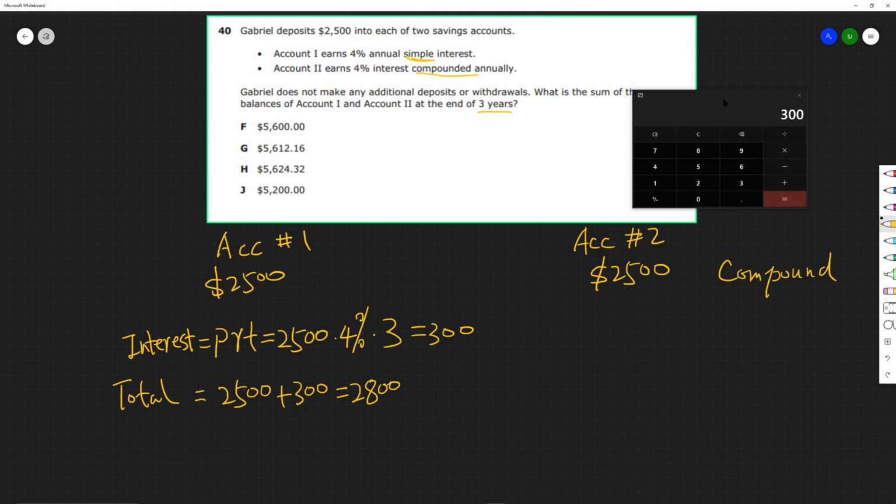So, the formula for compound is A is P times 1 plus R to the power of T. P is the original money, 2,500, times 1 plus 4% to the power of 3.